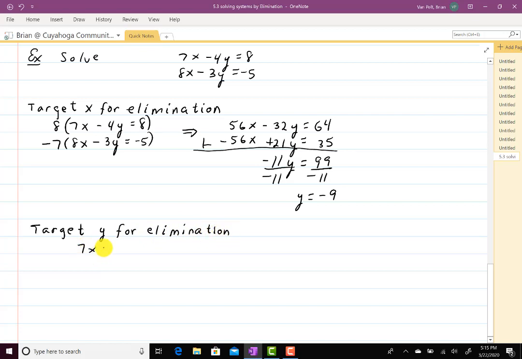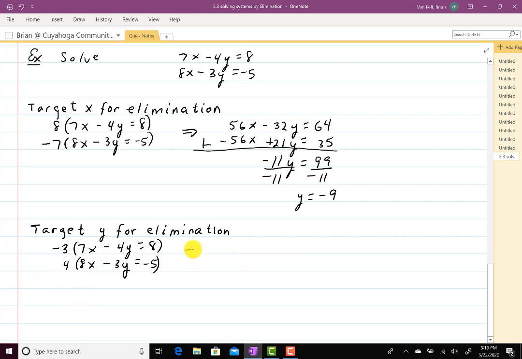So we have 7x minus 4y equals 8. 8x minus 3y equals negative 5. So as before, I see this 3 in front of the y for the second equation, so I'll put it up here at top. And then I see the 4 in front of this y, so I'll put the 4 out here. This way I'm going to get negative 12y for both of them. Those won't cancel, so I'm going to have to adjust this. I'm going to change this 3 up here to a negative. That way I'll have a positive 12y in the first equation.